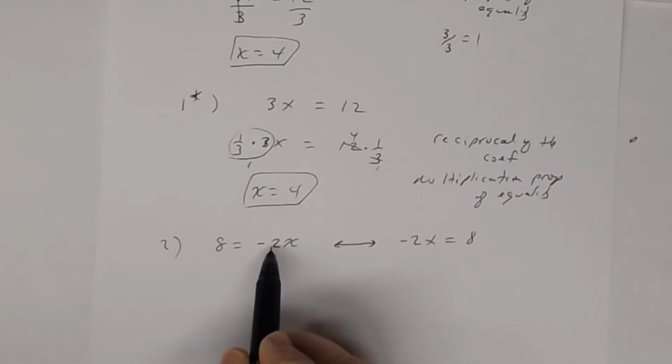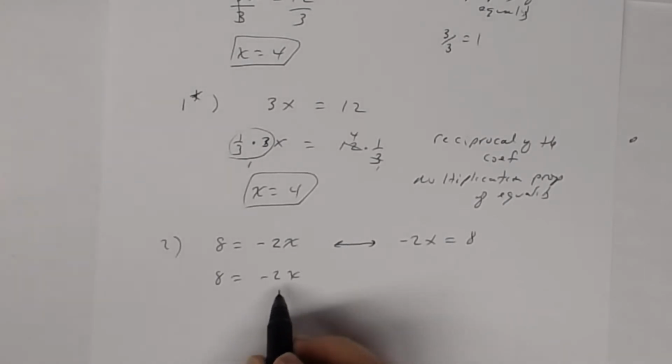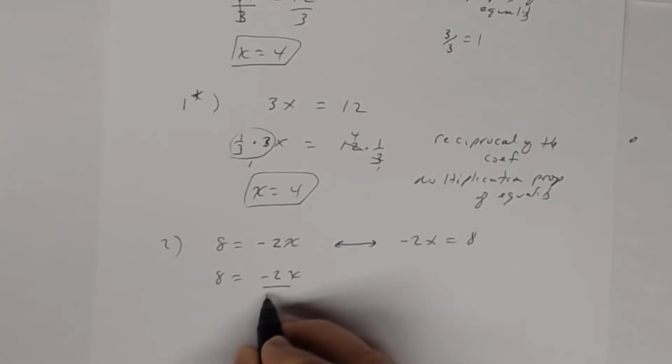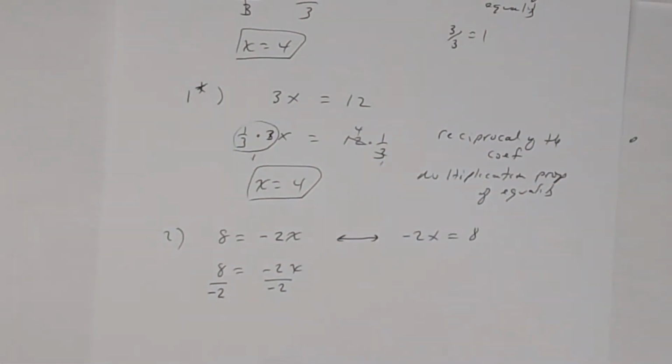On this side, if you read it correctly, this says negative 2 times x, right? So that negative 2 is the coefficient. And so if I want to get x by itself, you do the opposite. Let me go ahead and write this over. And so the opposite of multiplying by negative 2 is to divide both sides by negative 2. Just like this. What I do to one side, I do to the other.